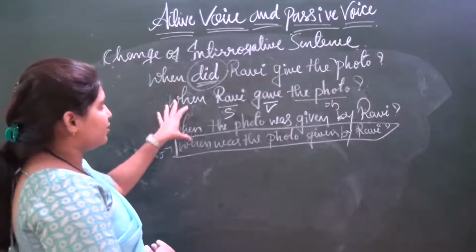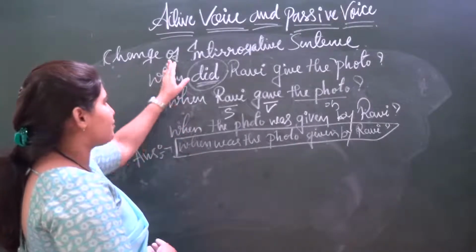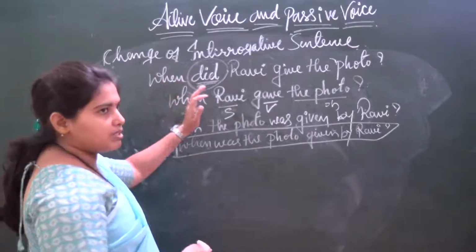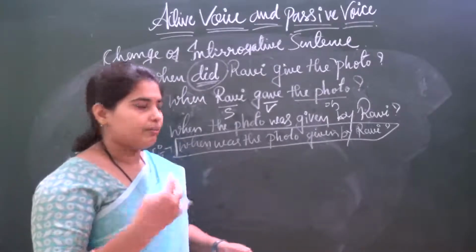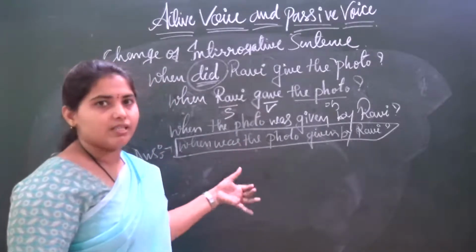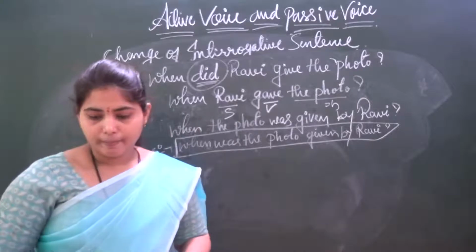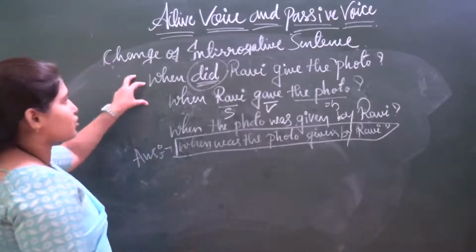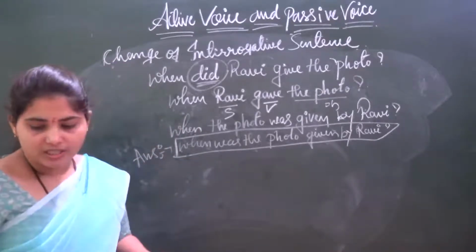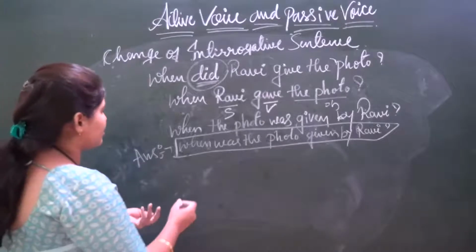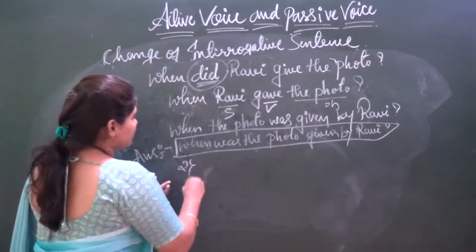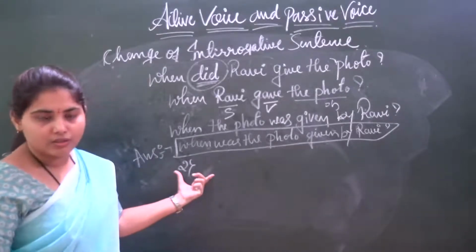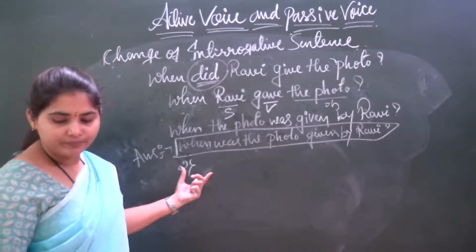While you are transforming an interrogative sentence into passive voice, you should follow some steps. Step by step, if you do, you can easily convert it into the passive voice. So this is all about the interrogative sentence. I will give you two or three questions. Just sort them out at your home.